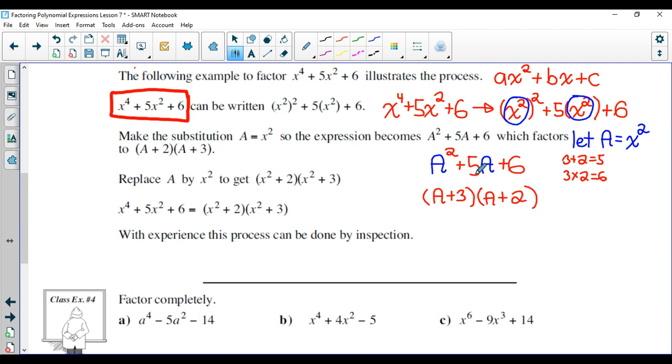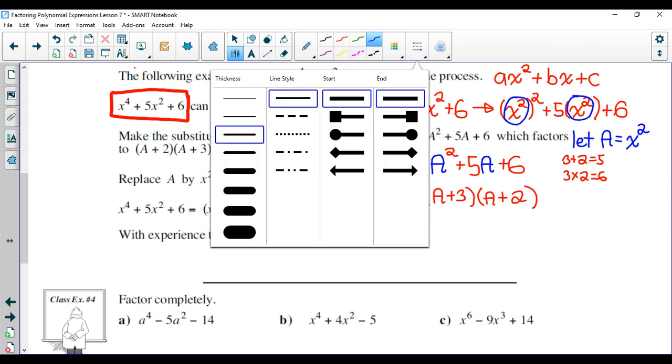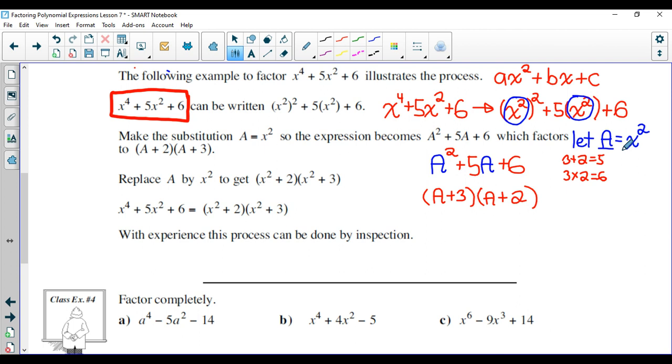Now, that's not quite done yet because the value of A is x squared. So after I factor this, I need to replace A with x squared again. If you substitute back the value of A with x squared, which is the original substitution that you made, you would then have x squared plus 3, and then x squared plus 2.